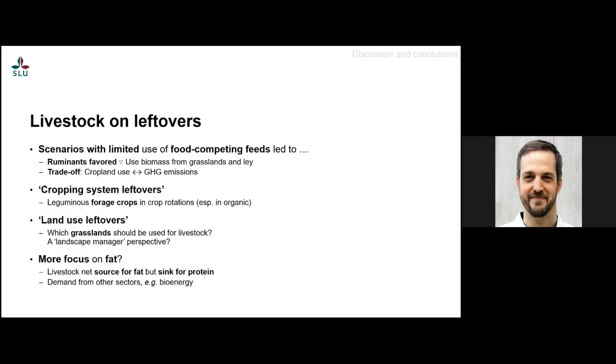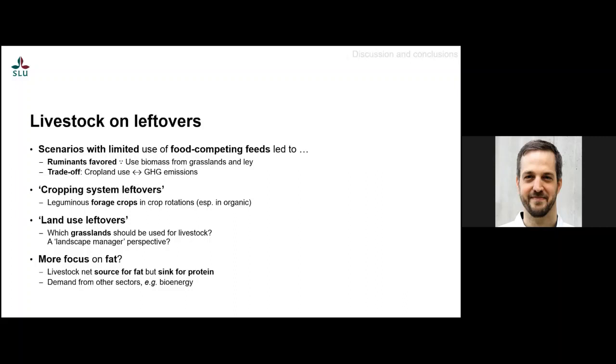In the Nordics organic scenarios, we introduced the concept of cropping system leftovers, and we found it to be valuable and important, as such cropping systems do generate considerable amount of biomass that is not directly available for food production. In the thesis, I also discussed the potential problems of defining what is a land use leftover, so which areas are unfeasible to produce crops on.